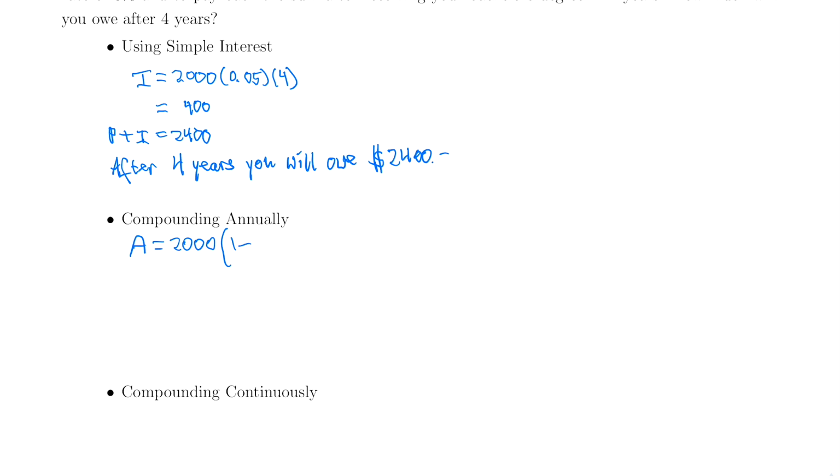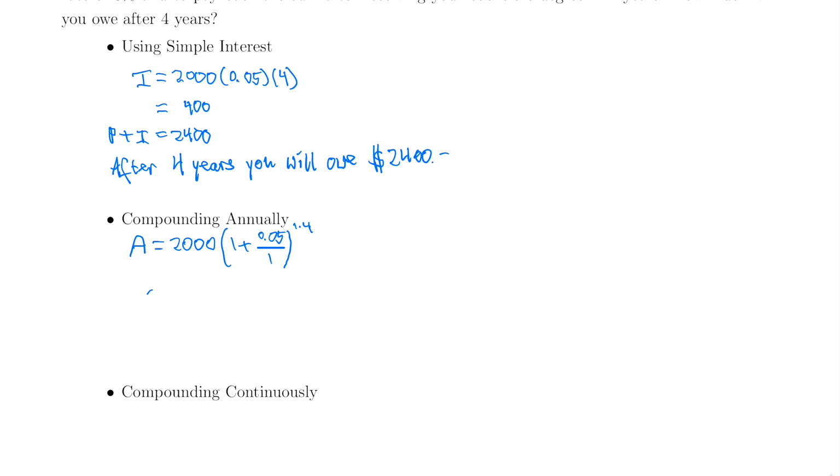Now if we are compounding annually, we have our amount equals, again our principal is 2,000, times 1 plus 0.05 divided by, in this case 1, because we only compounded once. If we compounded twice a year, it would be 2, quarterly would be 4, and so on, or daily would be 365. So many different ways to calculate it, and we will discuss that in subsequent videos. And then we have to the power of n times t, that would be in this case 1 times 4.